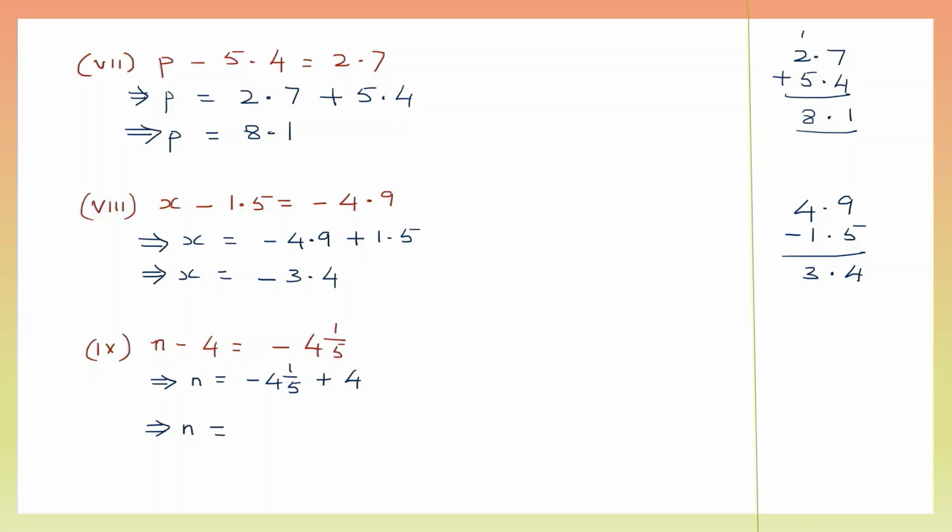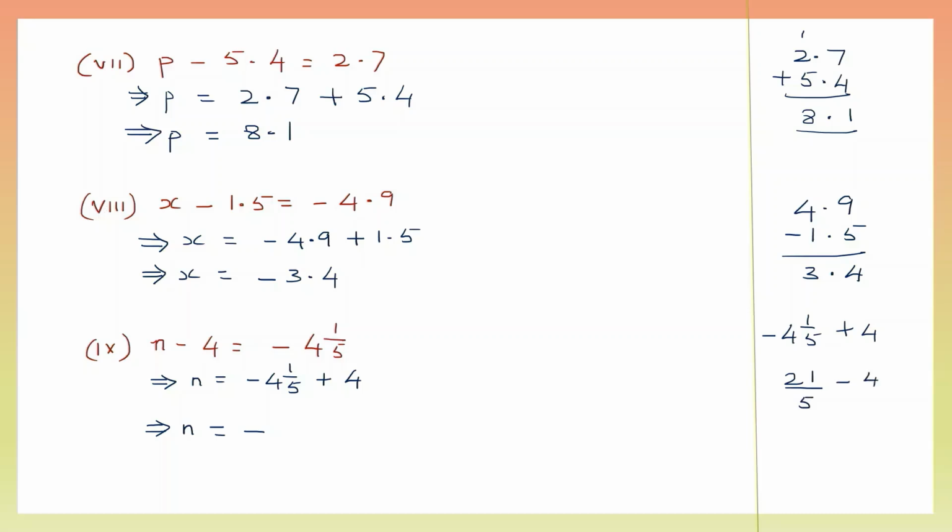So minus 4 1 by 5. Let me take it to the working column. Minus 4 1 by 5 plus 4. So signs are different. So we put the sign of the bigger number and we subtract. So minus, now let's convert this. 5 fours are 20 plus 1, 21 by 5.